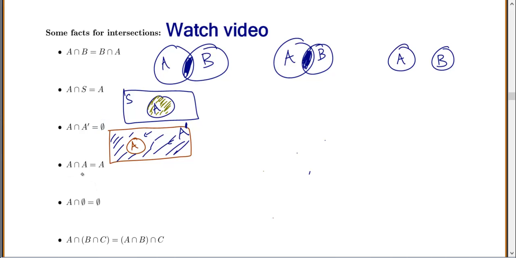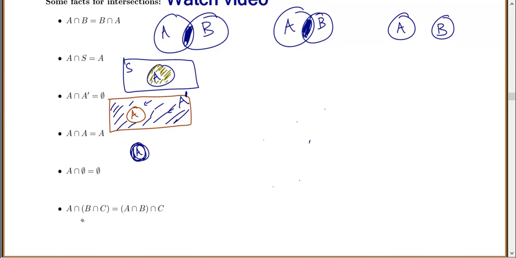Let's say A intersect A. Well, here's A. I can't draw another A, so here's my other A on top of it. Where do they overlap? Well, everywhere inside of A. Let's see A intersect the empty set. Well, they never overlap because there's nothing in the empty set, so you're just back at the empty set.